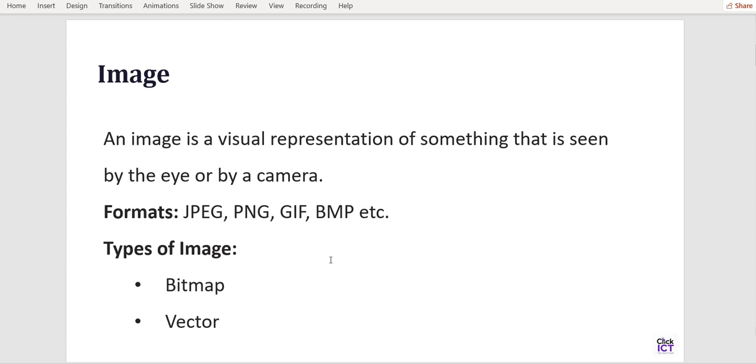The types of images are bitmap and vector. The difference between vector and bitmap image is that a bitmap image is made up of tiny dots, and those tiny dots are called pixels, whereas vector images are made up of mathematical equations and formulas, and they are resolution independent. We will learn more about the types of images in the later stages of this video.